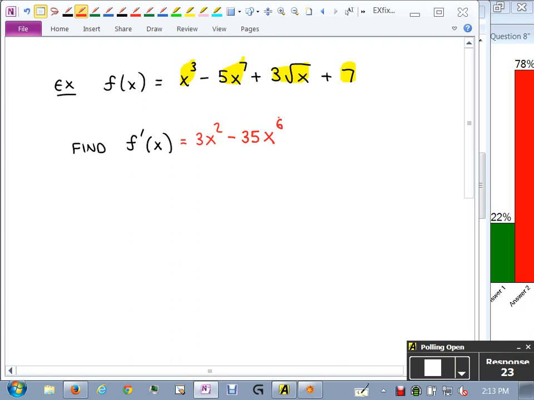What about the next one? What should I do with this 3? Just kind of ignore it for a second, all right? Remember, it's going to be there when I'm done. What's the derivative of the square root of x? 1 over 2 root x. But I'm going to have a 3 out front, right? So where should I put that 3? On the bottom with the 2 or on the top with the 1? On the top with the 1. So it's going to be plus 3 over 2 root x.